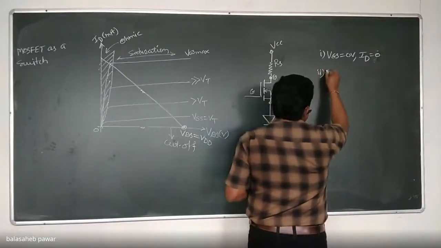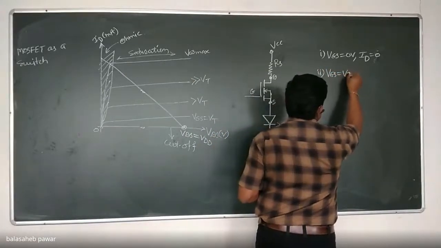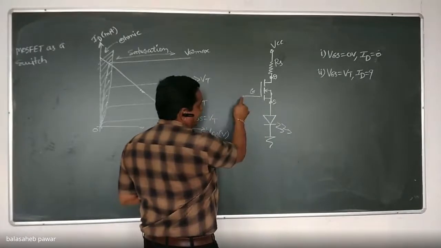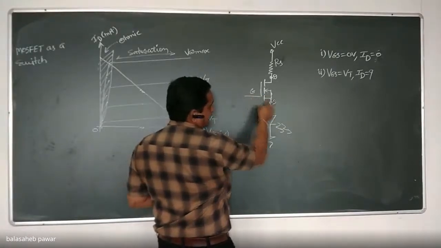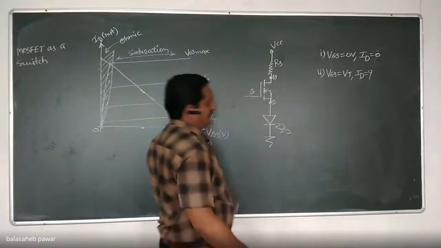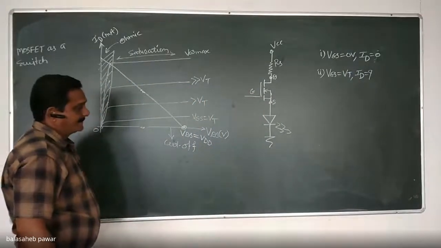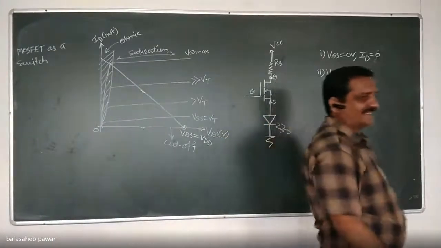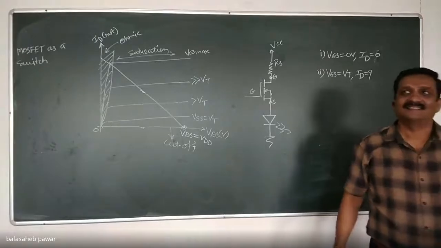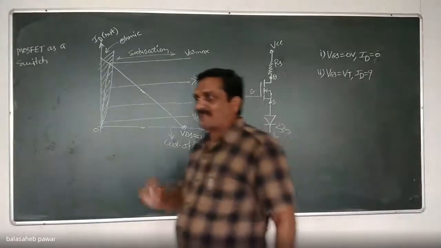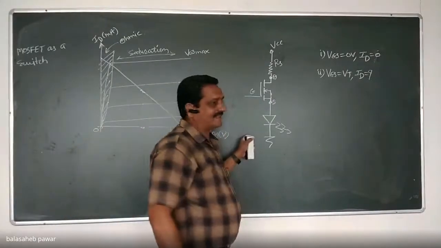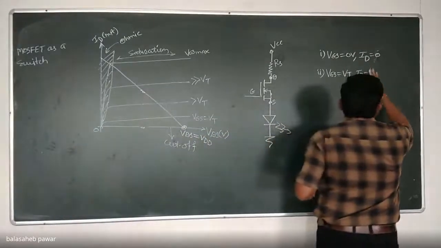Now the second thing, if I apply VGS equal to VT, that is, I apply some voltage at the gate terminal of this MOSFET that is equal to the threshold voltage, VT. What will happen? The transistor will act as a closed path or open path for the second condition? Closed path. Yes, it will act as a closed path. Correct answer. So that ID will not be equal to 0.